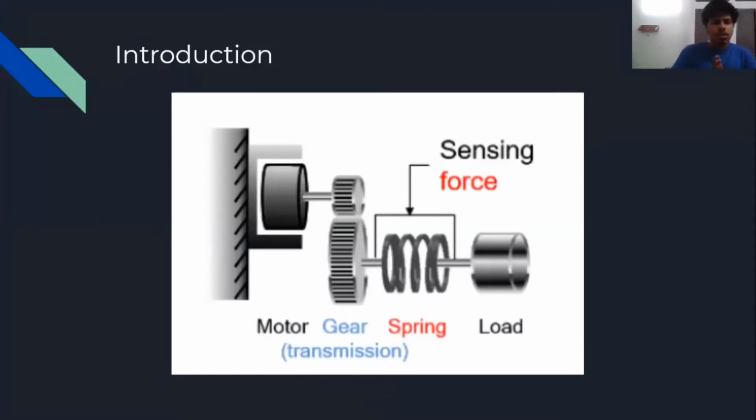In normal rigid actuators, the motor shaft is directly connected to a gear transmission, which is directly connected to a load. So when there is an impact, there is a high chance that either the shaft or any of the components of the actuator may break.